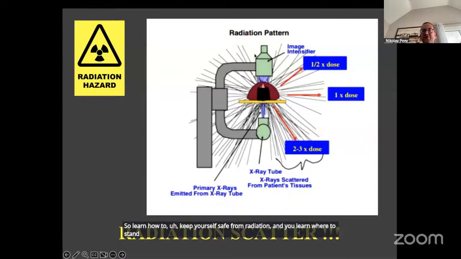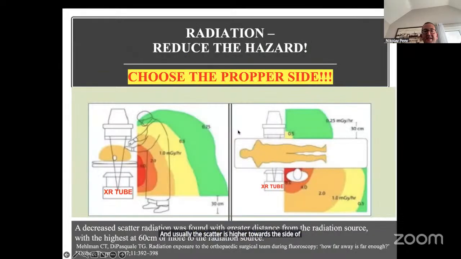You can see usually that's the normal position where we keep the X-ray. This is the detector, this is the tube, and usually the scatter is higher towards the side of the tube. And same thing here, you can see the top is the detector, the tube is at the bottom below the table, and you can see the scatter is most significant below the table.